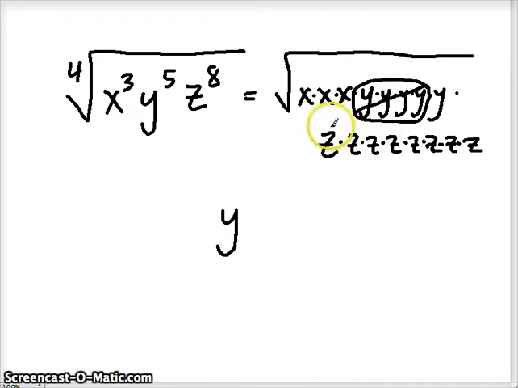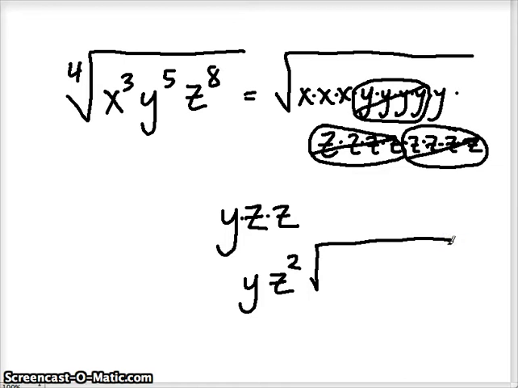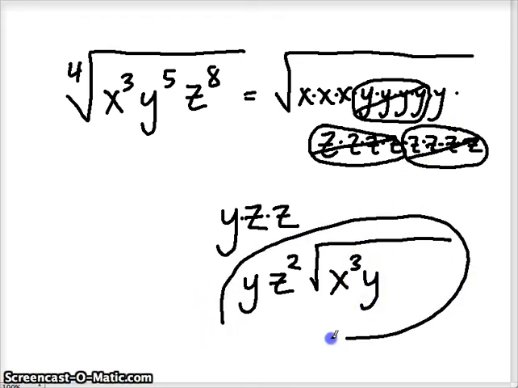How many z's can we take out? How many quadruplets do we have? We got 1 quadruplet there, so we cross all 4 of those out and only write 1 on the outside. And we got another 4. Cross those off, take out another one. Well, we're multiplying everything on the front here, so we really get y z squared on the front. And I have to rewrite anything I left over under the radical. I had 3 x's being multiplied, that's x to the third, and I had 1 y left over. So this here is my final answer.